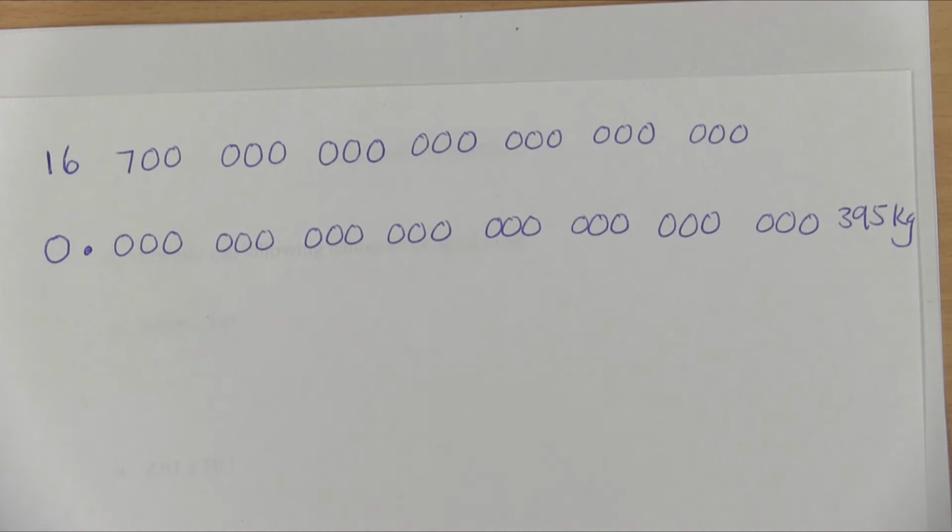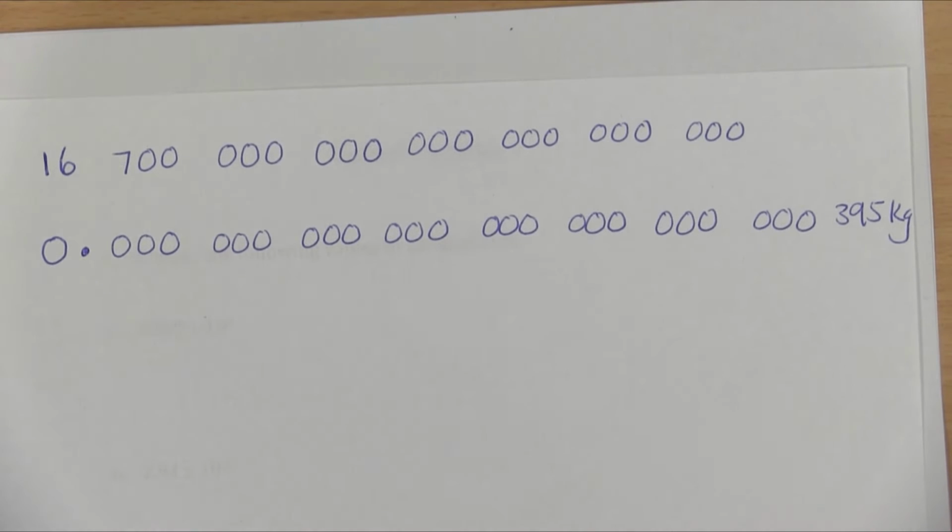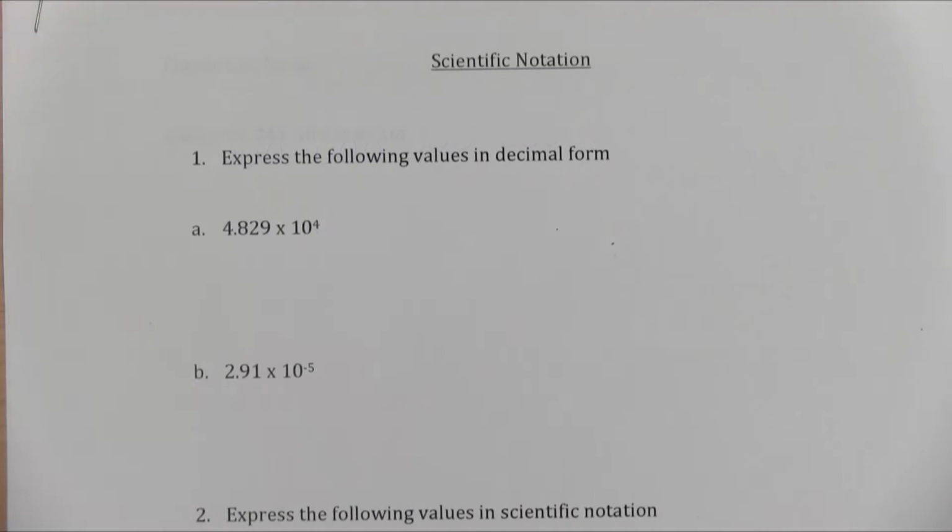So as you can see, it is very difficult to read or even understand the magnitude of numbers that are this big or small, and it's even more difficult to carry out calculations with them. Therefore, it becomes necessary to express these numbers in scientific notation. Scientific notation is the way that scientists handle very large or very small numbers. In this section, we're going to look at how to convert numbers written in scientific notation into the decimal form. So, let's look at the first question.